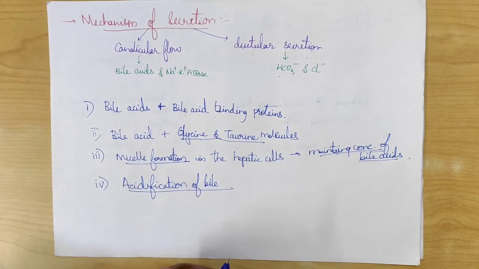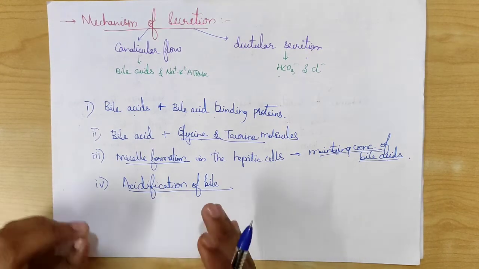In the ducts, the water and electrolyte balance is maintained and it is the same as that of the plasma. Through the duct, it goes to the gallbladder. In the gallbladder, the bile is mainly stored and there is modification of the bile, that is the acidification of the bile. So that's why the hepatic bile and the gallbladder bile are differentiated.